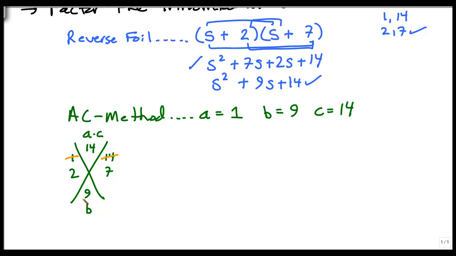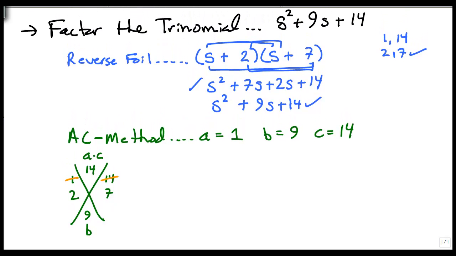So what I do then is I take my original trinomial and I rewrite it. So I take s squared. Now instead of plus 9s, I'm going to say plus 2s plus 7s plus 14. So what I've done is I've taken this 9s and I've broken it up to give me 2 plus 7 is 9. So that's all we've done.